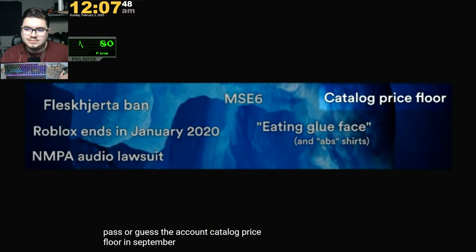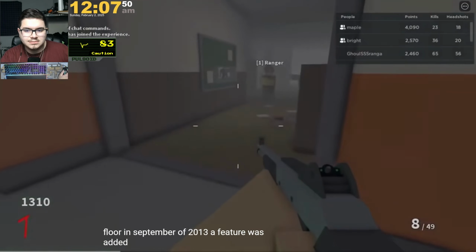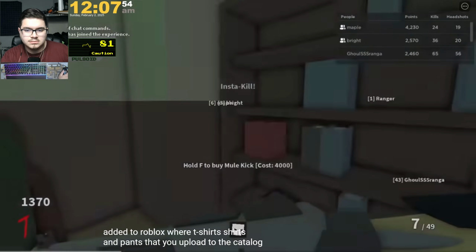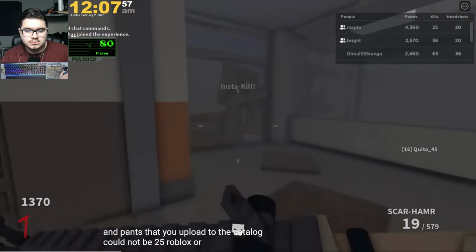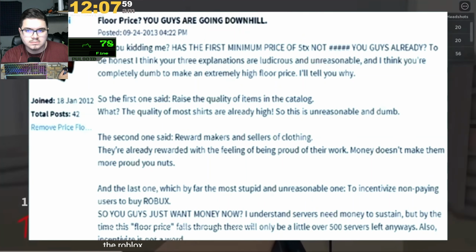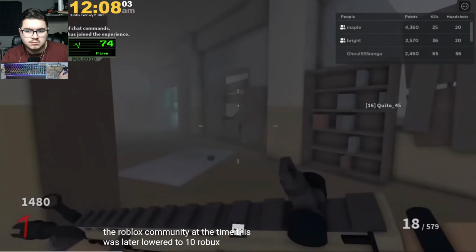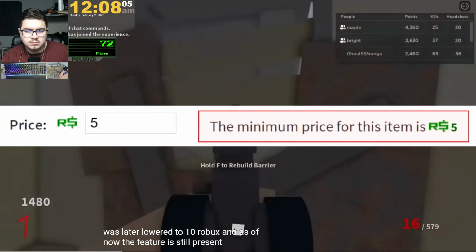Floor. In September of 2013, a price floor was added to Roblox where t-shirts, shirts, and pants that you upload to the catalog could not be 25 Robux or lower. This was heavily disliked by a large majority of the Roblox community at the time. This was later lowered to 10 Robux, and as of now, the feature is still present. However, it is 2 Robux.